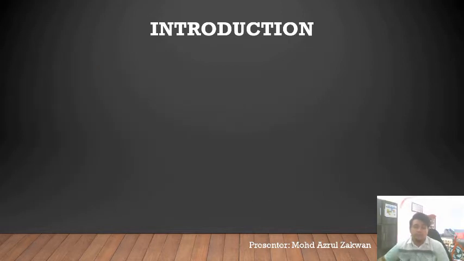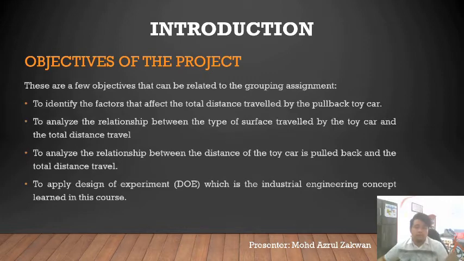Okay, next, there are four objectives of the project. First, to identify the factors that affect the total distance traveled by a pullback toy car. Second, to analyze the relationship between the type of surface traveled by the toy car and the total distance traveled. Third, to analyze the relationship between the distance the toy car is pulled back and the total distance traveled. And fourth, to apply design of experiment, DOE, which is an industrial engineering concept learned in this course.